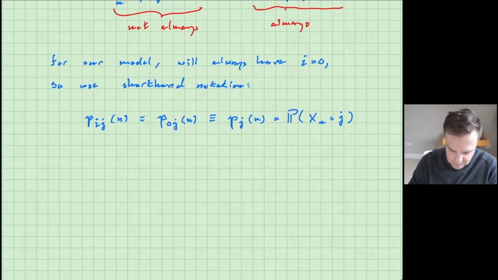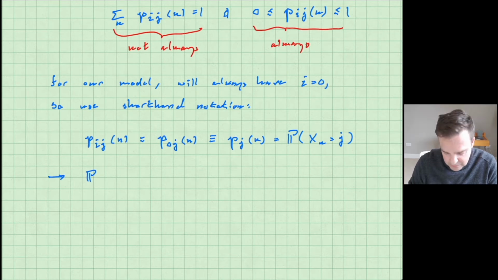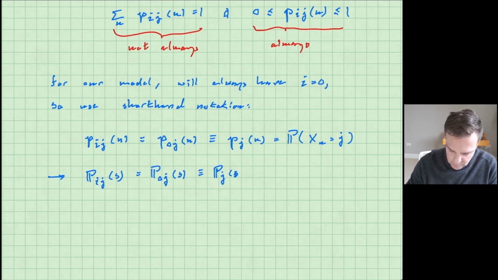And similarly, we're going to introduce a shorthand notation for f. And so this also means the following. For the generating function Pij, we can have a shorthand notation as well. So we're going to say this is always for us going to be P0j, and we're just going to name that Pj. And we're going to do all these same things for f as well.